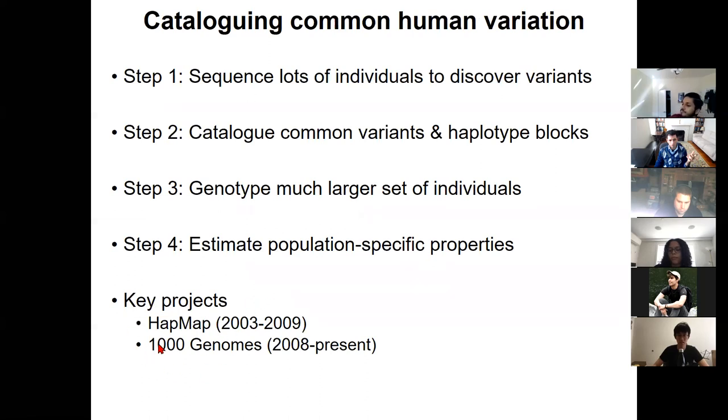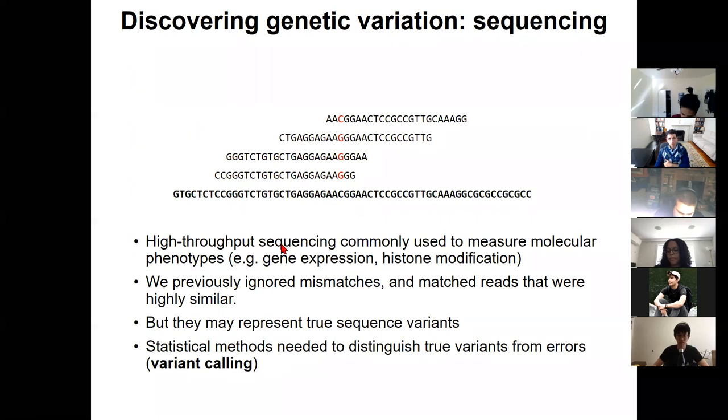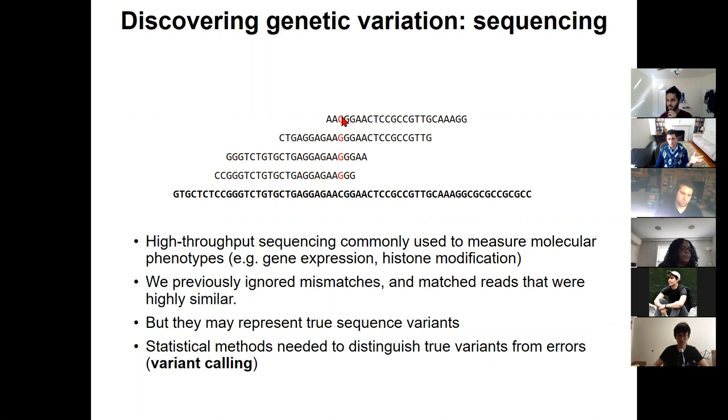And the projects that enabled that were initially HapMap, for haplotype mapping project, followed by the 1000 Genomes project. So how do you discover genetic variation? Well, you sequence and then you align. So we've talked about sequencing, we've talked about alignment. So you do that over and over and over again. And then you map all of your sequencing reads onto the reference human genome. And then you basically ask, what were the locations of the genome that were polymorphic, that actually had variation?